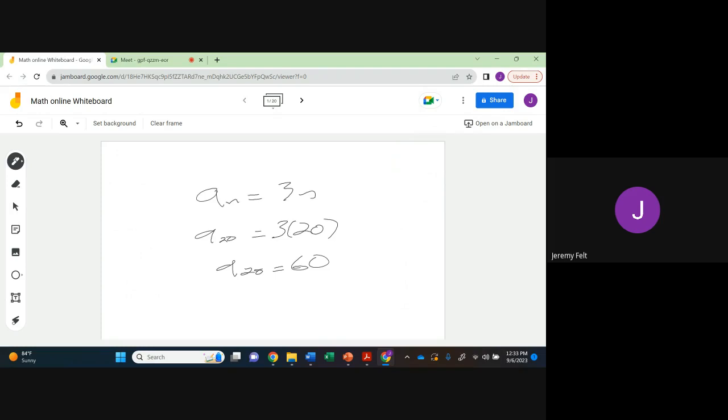So we could calculate it by hand, but if we're trying to find the 20th or the 50th or the 100th term, it's going to be pretty time consuming to do that by hand. Whereas if we have the rule, we just plug in the number, just like when we have an input and an output, we put in our input, we get our output. Our input was 20, our output was 60, so we're done.